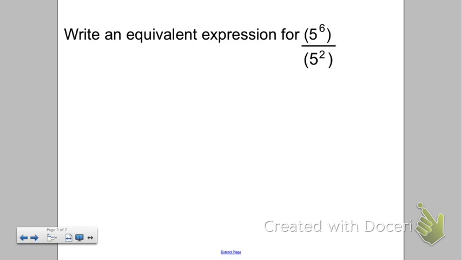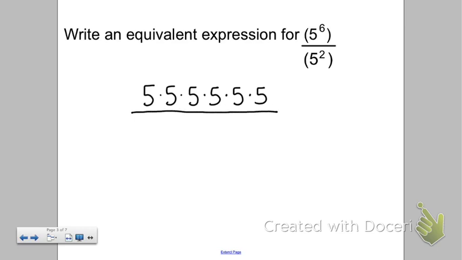Question 3. Write an equivalent expression for 5 to the 6th over 5 to the 2nd power. 5 to the 6th is 5 times 5 times 5 times 5 times 5 times 5. That is all in the numerator. 5 to the 2nd, I have 5 times 5.